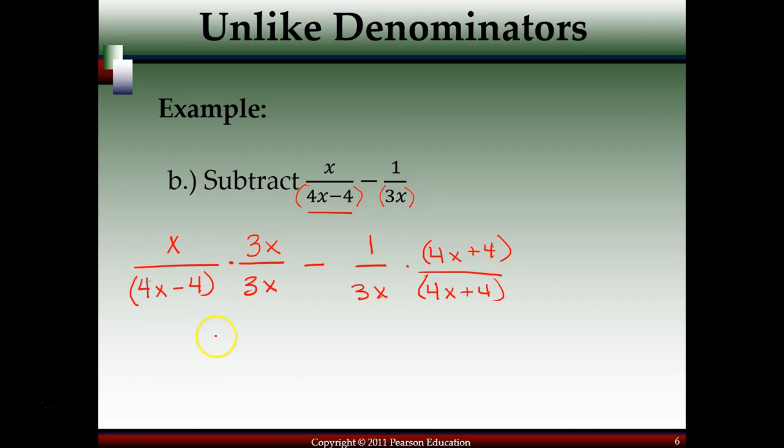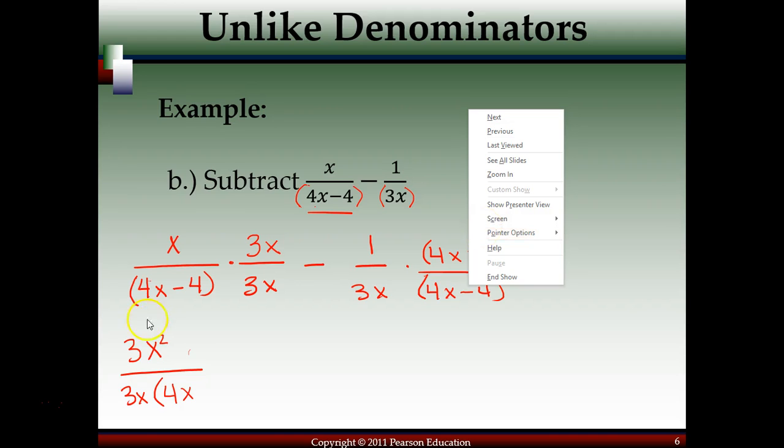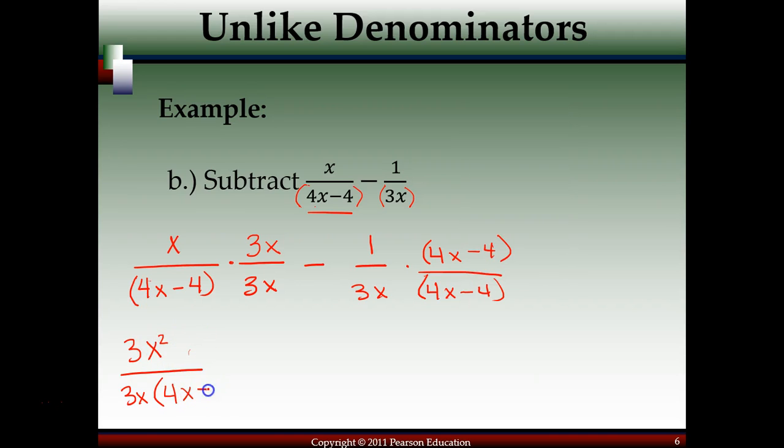Okay. Now that we have the same denominator, we multiply straight across. We get 3x squared over 3x times 4x minus 4.